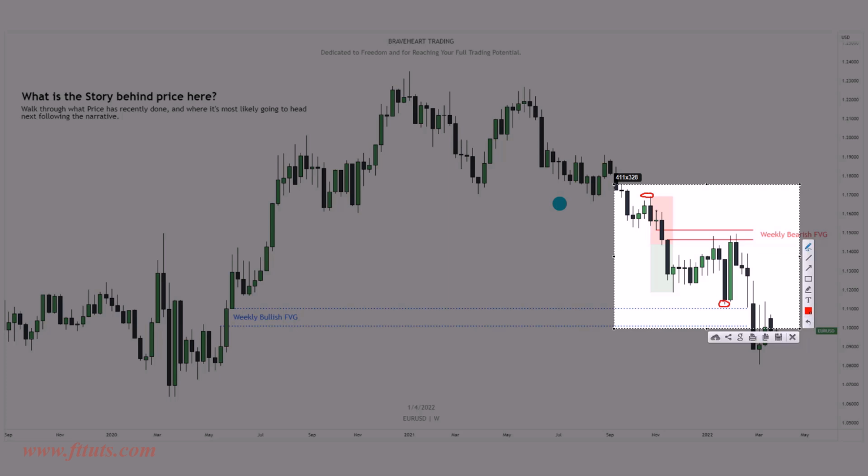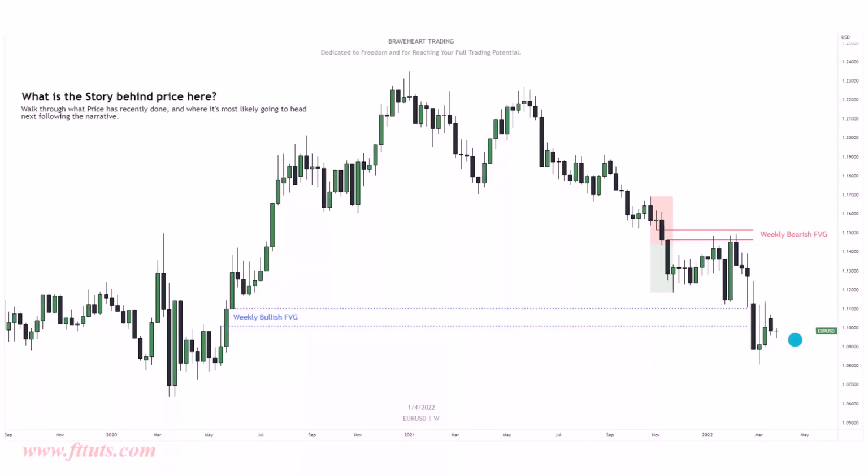My bad, I'm supposed to draw the range from this low to here. So imagine that it's retracing within this range here. Okay, so it'd still be in a premium, but I just used the wrong swing low. Nonetheless, it's still the same. So this is the previous range. Price traded back into a premium and reacted off this fair value gap on the weekly chart.